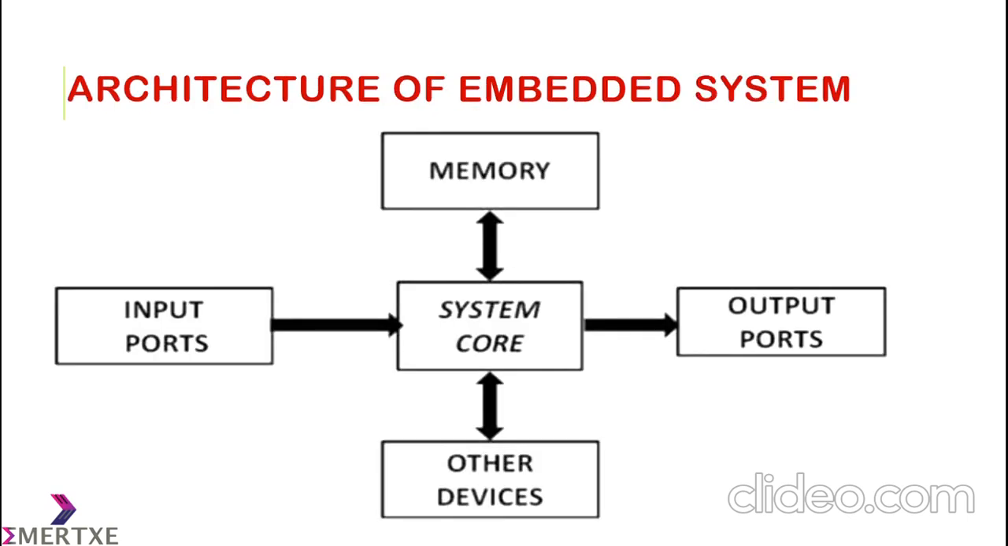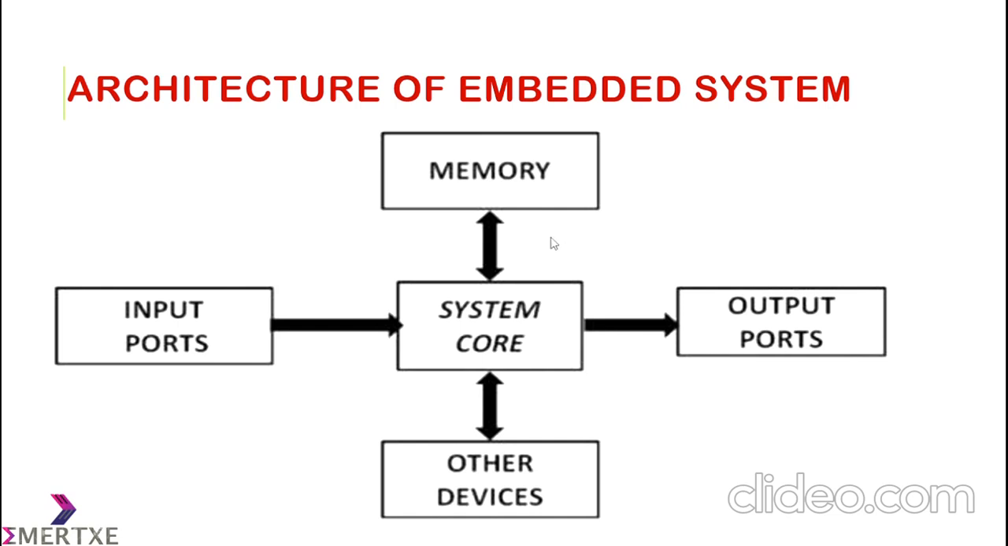Now, to move further, in embedded systems we have 5 components in the architecture, which are as follows. The essential component is the system core, which may be a microcontroller or a microprocessor, depending upon the specific requirement. We also have input ports, which are unidirectional, and output ports, which are also unidirectional.